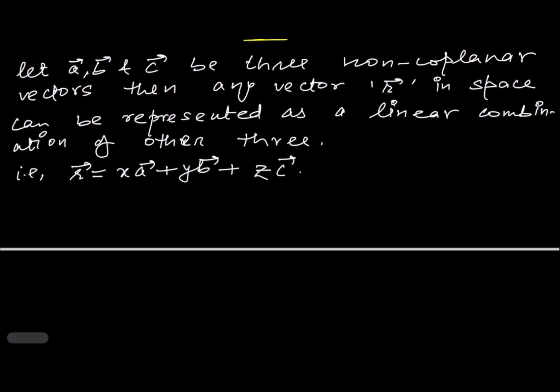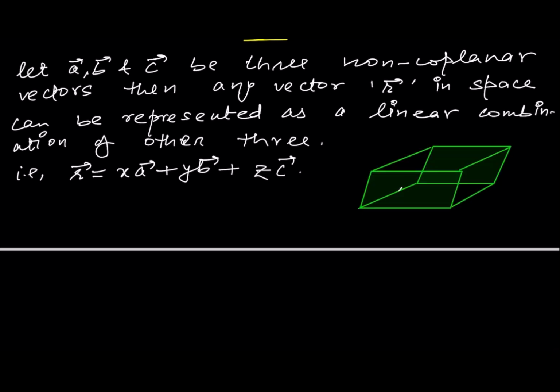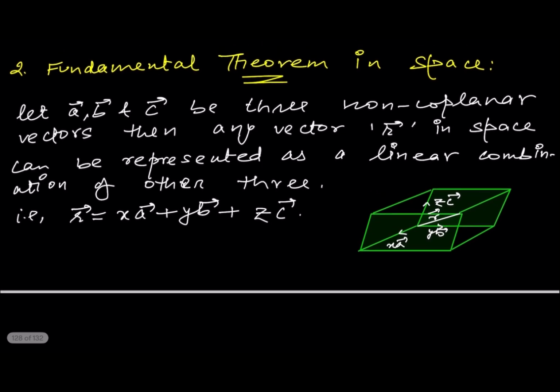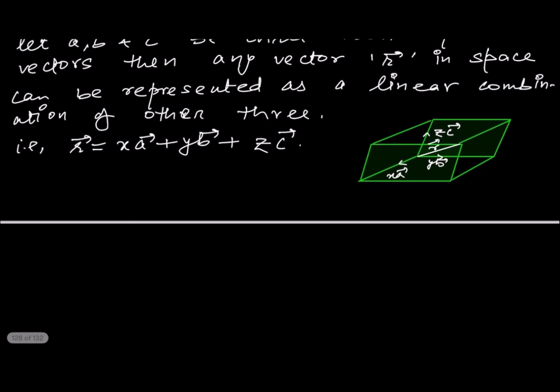Let us understand by drawing a parallelepiped. So let's say these three vectors are non-coplanar. This is XA vector, this is YB vector and this is ZC vector. So the resultant of all these three will be this R vector. So this is the fundamental theorem in space. Now let us write a question.